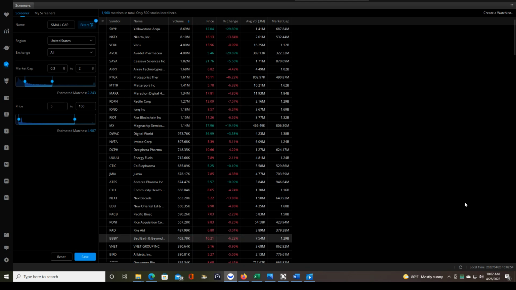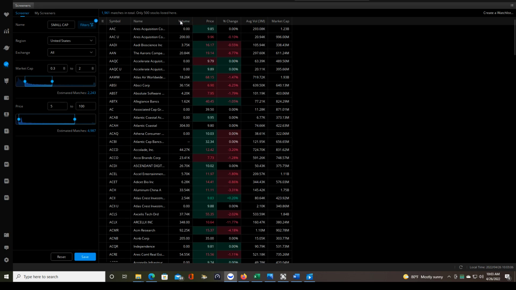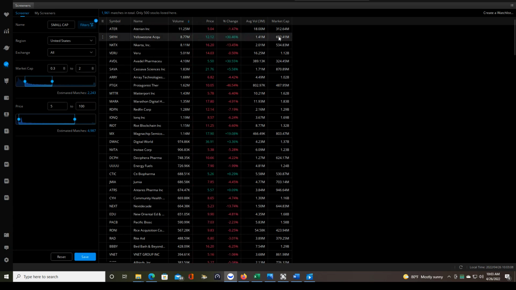But today, unfortunately, was an error trade, and I'm going to show you the error that I made and explain how you can avoid making it yourself. So let's look at the small cap screener. This is the screener that I use to pick the stocks every single day, and we were looking at SKYH.